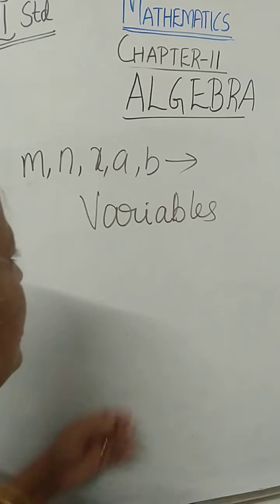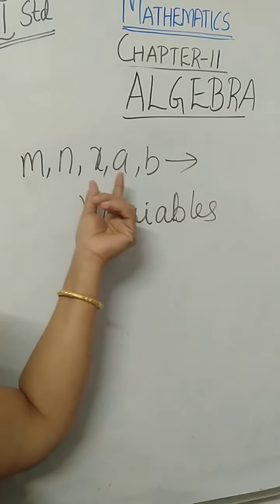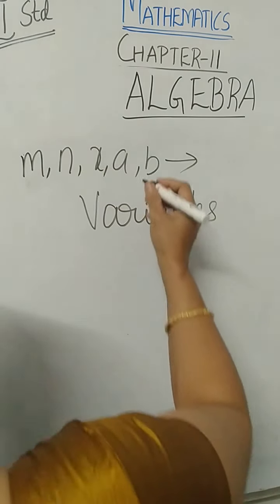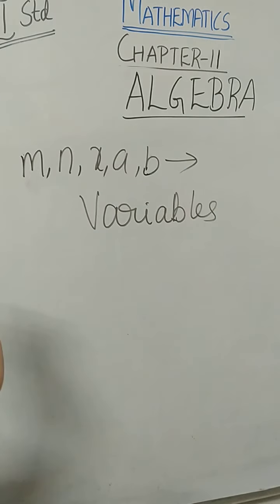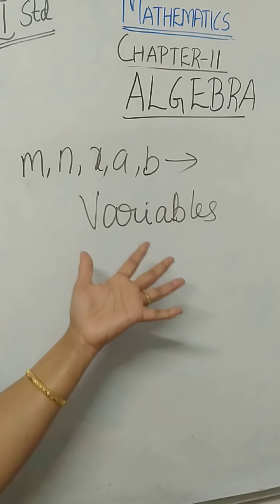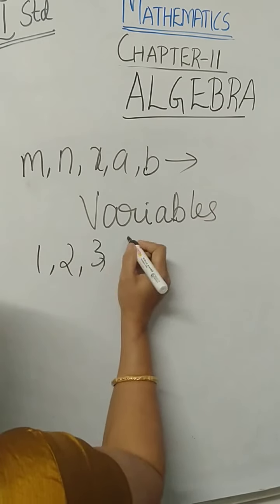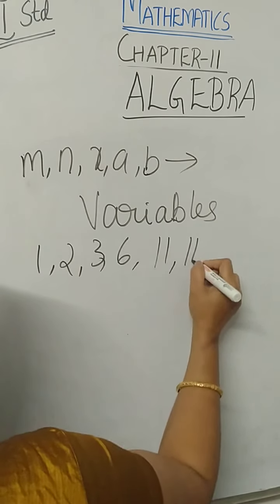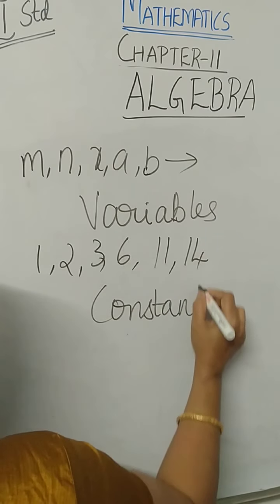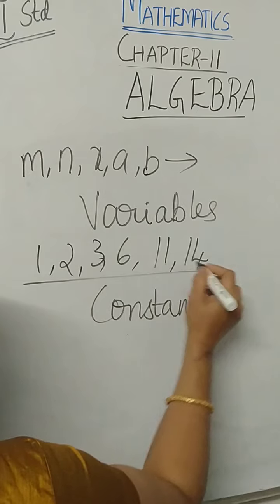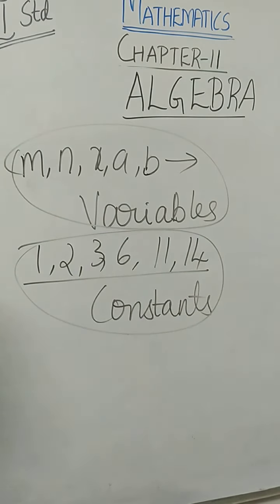What do you mean by variables? Variables are the alphabets; their value is not constant. Okay, what are 1, 2, 3 or 6 or 11 or 14 called? They are called constants. All these are constants and all these are called variables.